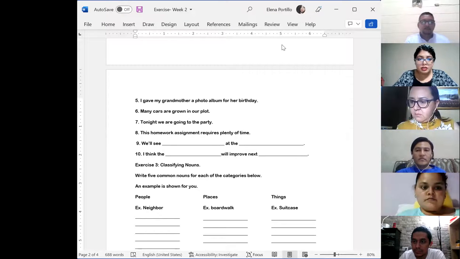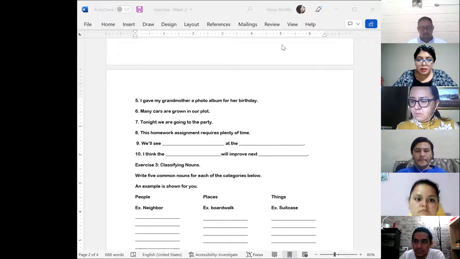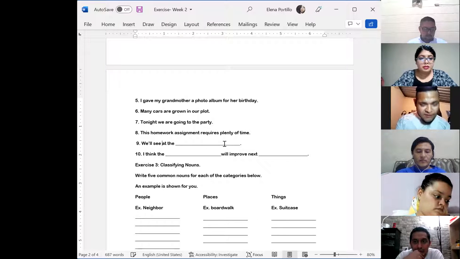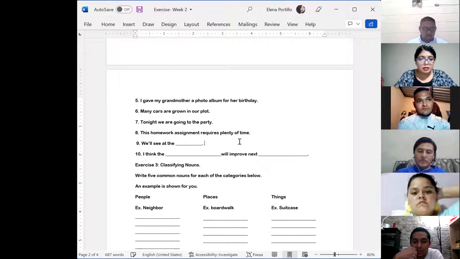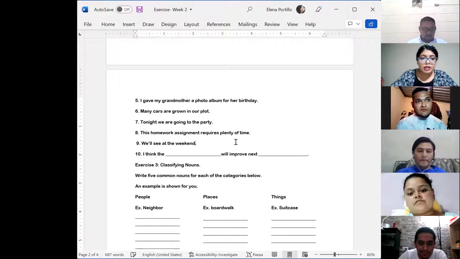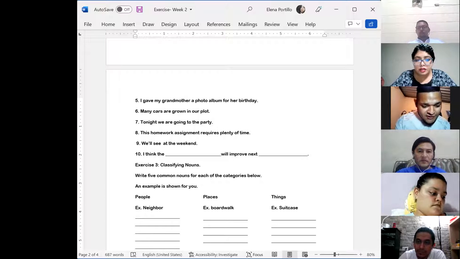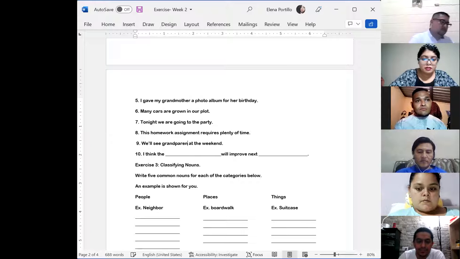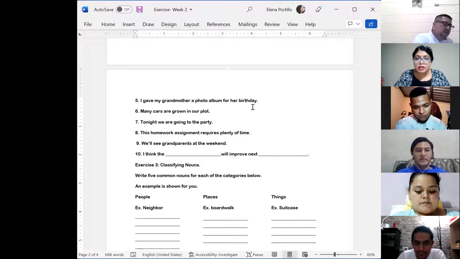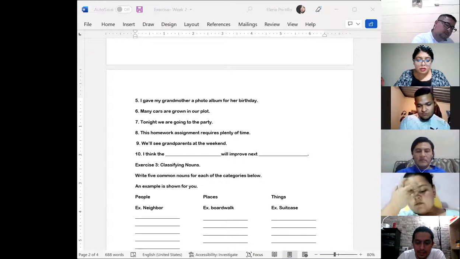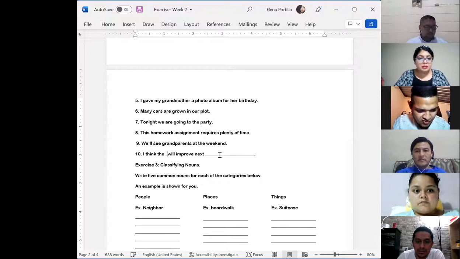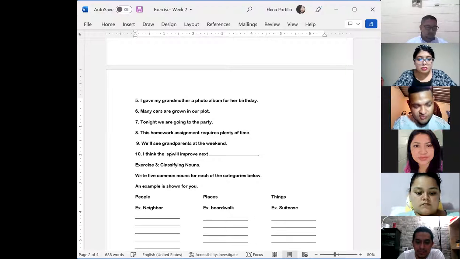Let's see someone else. Okay. Herbert, for number nine. We'll see grandparents at the weekend. Wait. The first noun, what is it? We will see what? We'll see grandparents. Ah, your grandparents. Okay, at the weekend, good. Let me see, someone else. Reina Isabel, number 10. I think the speaking will improve next 2 years. 2 years, okay.